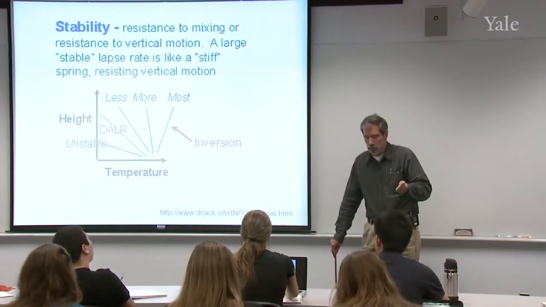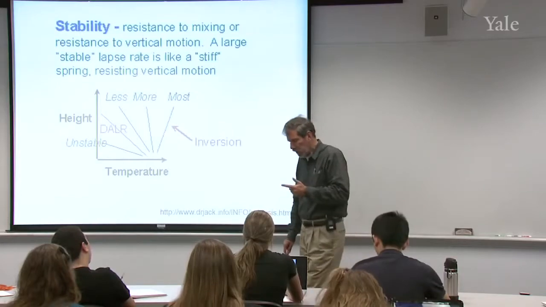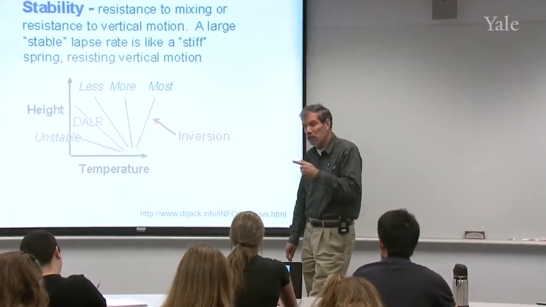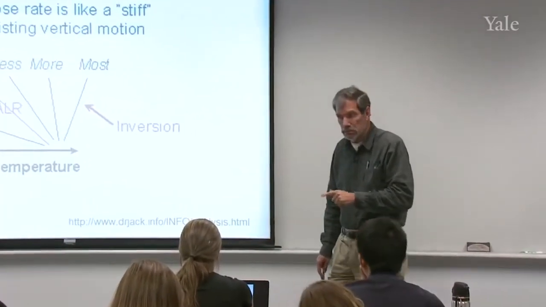And that's in what units? That would be, 9.8 would be in degrees Celsius per kilometer. Per kilometer.